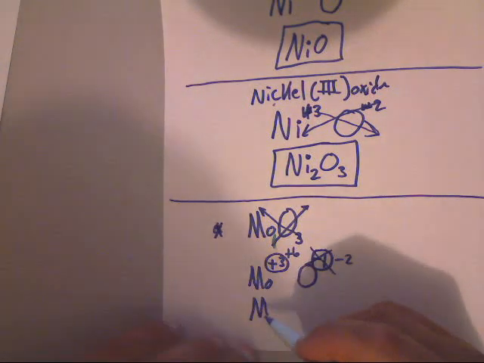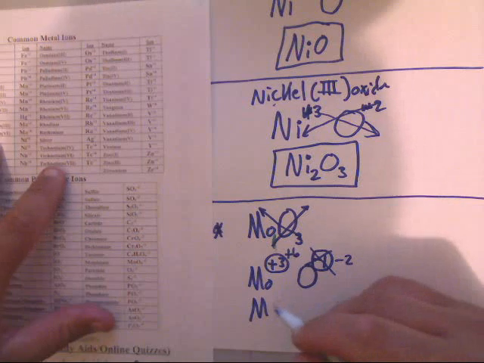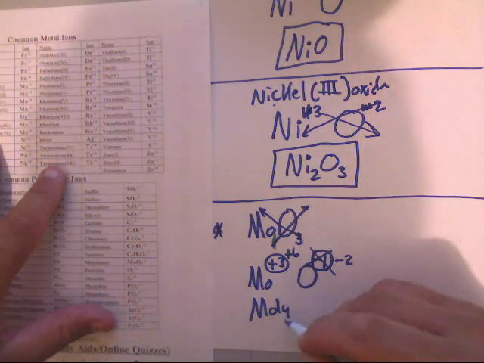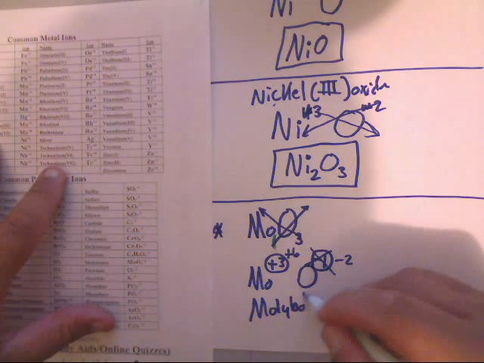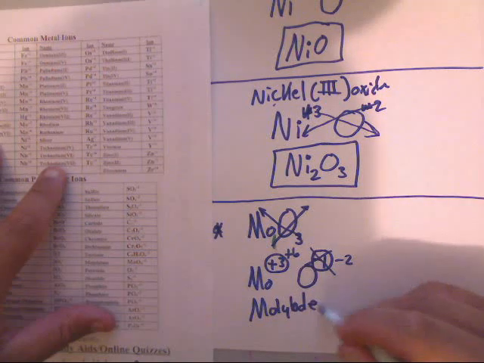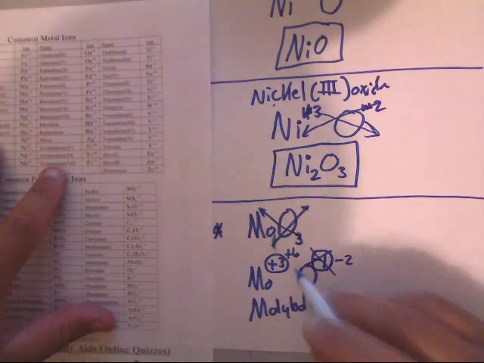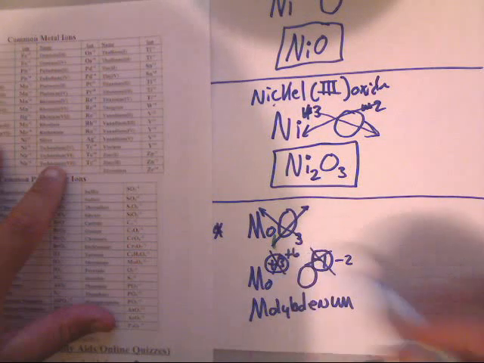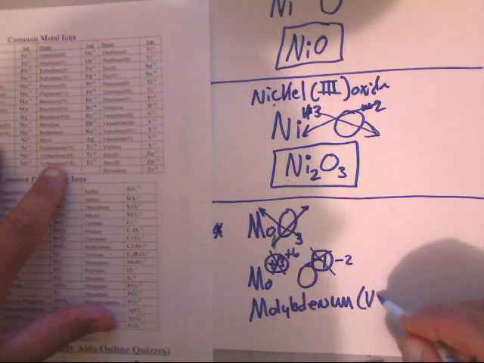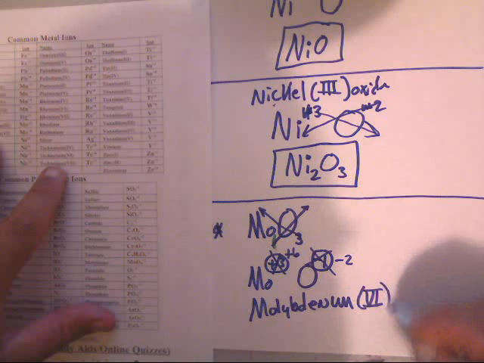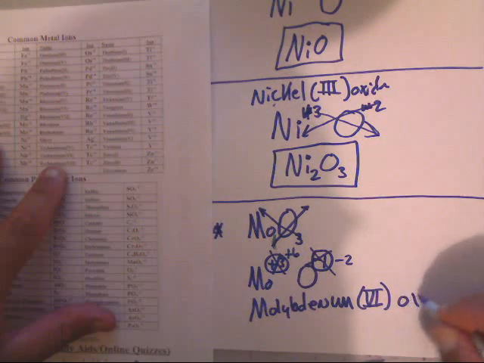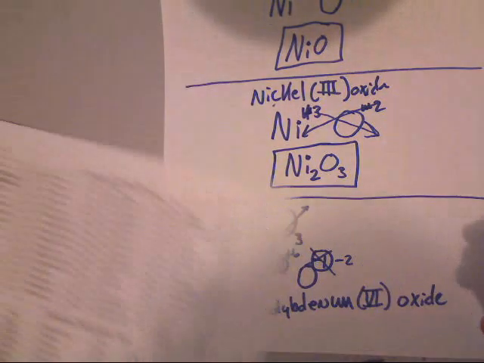What we really have here is molybdenum. I can't spell that without looking at the sheet. Molybdenum, and it's 6. Not 3, but 6. And remember, 6 is VI. Molybdenum VI oxide. Now that's one of the hard ones.